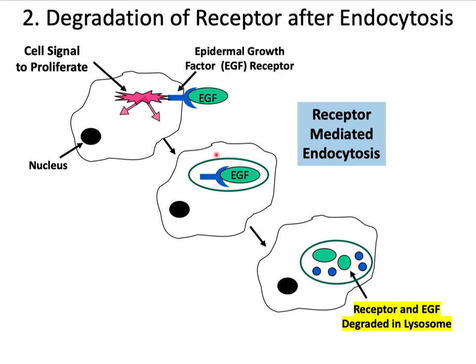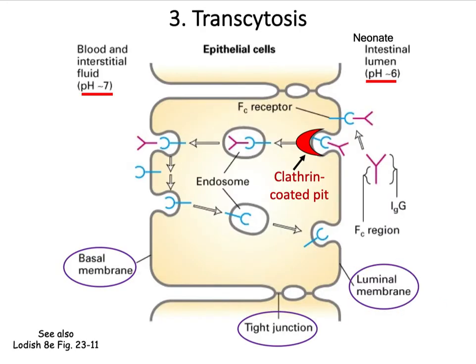Shortly after the signal is propagated, the entire complex, the receptor-EGF complex, is taken up by receptor-mediated endocytosis, and eventually the entire complex is trafficked to the lysosome for degradation. So the third path is transcytosis. This is when a receptor is moved from one membrane domain to another membrane domain.